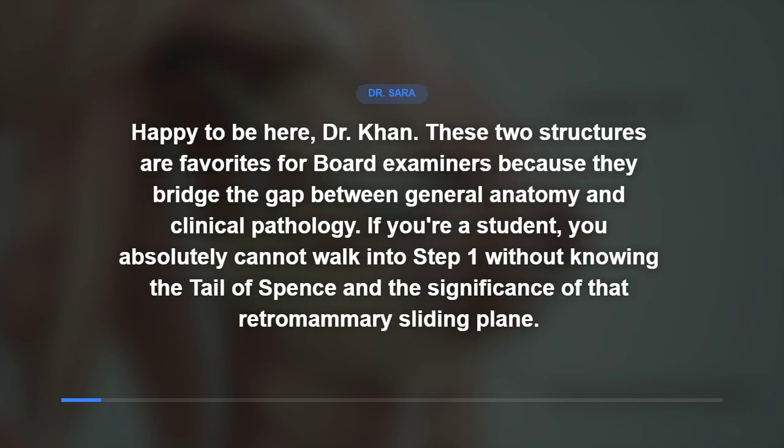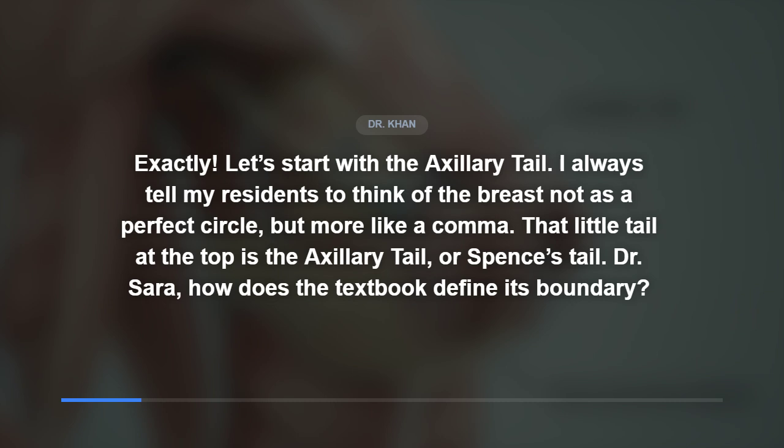Dr. Sarah, I'm ready for some high-yield gems today. Happy to be here, Dr. Khan. These two structures are favorites for board examiners because they bridge the gap between general anatomy and clinical pathology. If you're a student, you absolutely cannot walk into Step 1 without knowing the tail of Spence and the significance of that retromammary sliding plane.